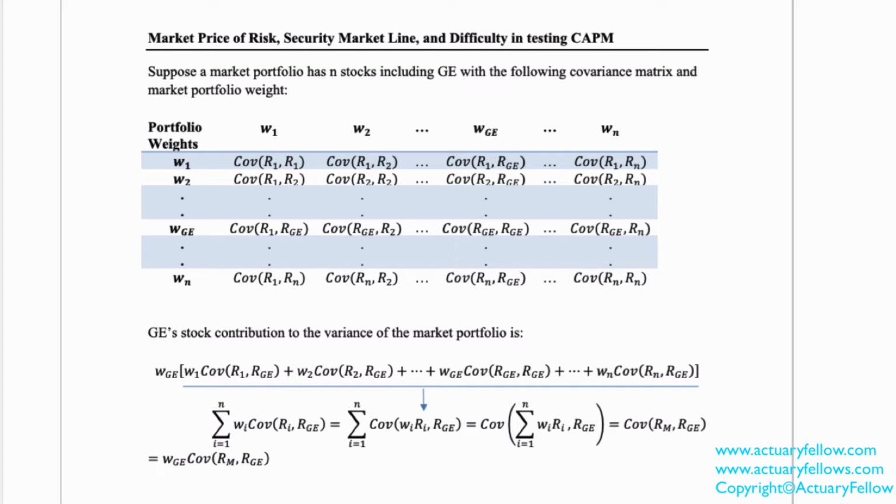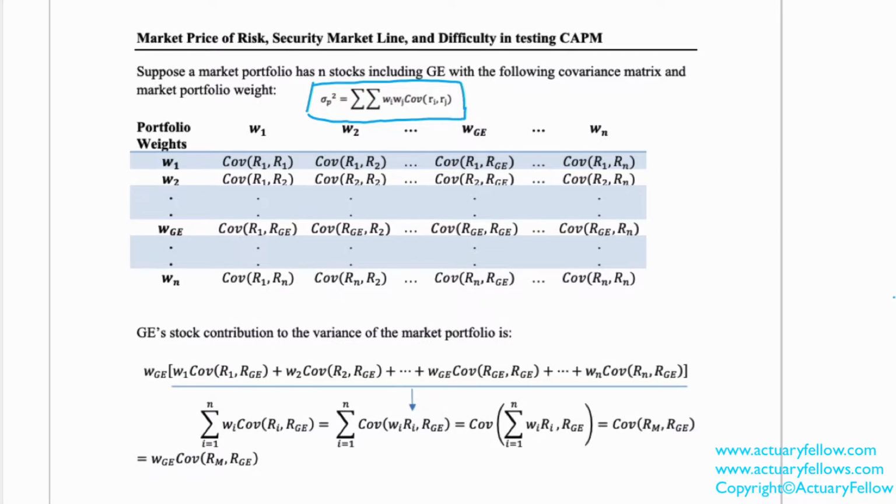In this lesson, let's look at the key components of CAPM, market price of risk, and security market line. Suppose a market portfolio has n stocks, including GE, and we have the covariance matrix and the weight for each stock. We can calculate the portfolio variance with this formula from Chapter 7 when we discussed the Markowitz model.